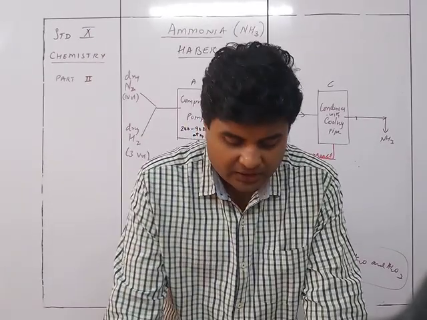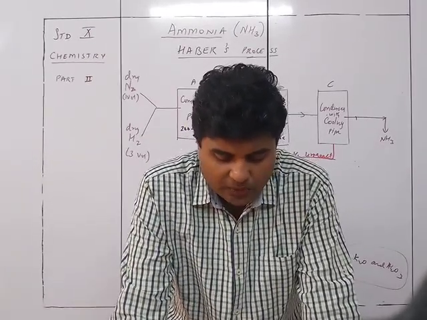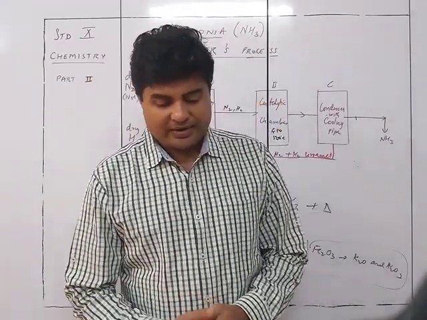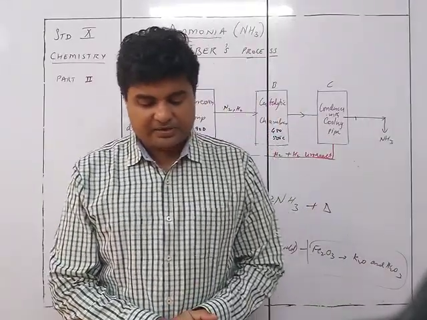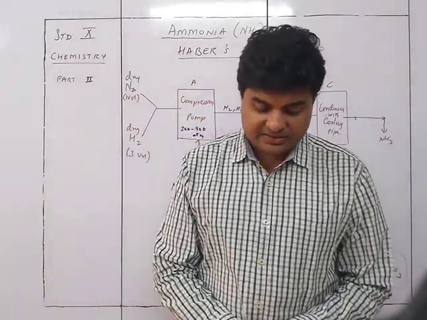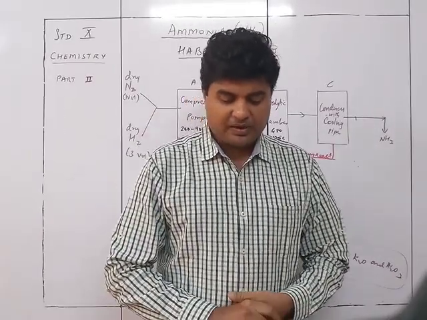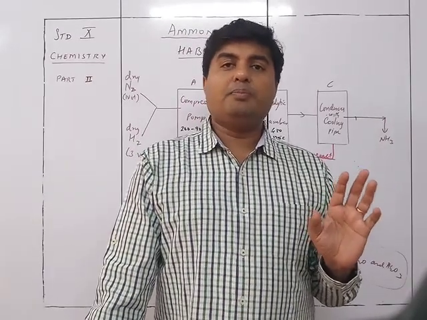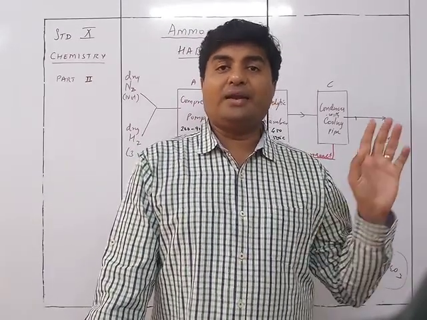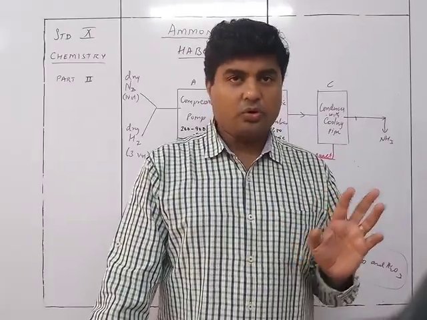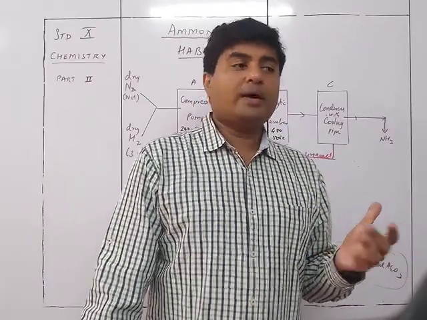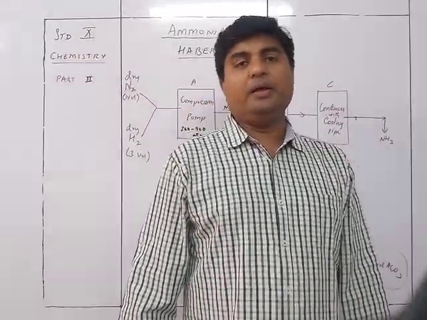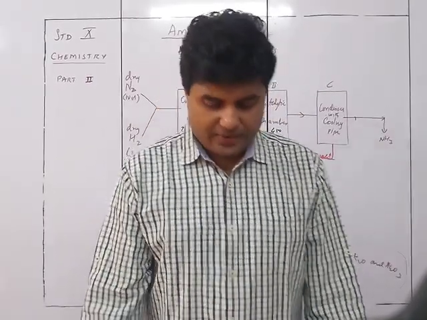So the first one is liquefaction. Ammonia is easily liquefiable. It condenses to liquid at around minus 33 degrees Celsius at 8 atmospheric pressure. Nitrogen and hydrogen are difficult to liquefy. They condense at temperatures around minus 196 degrees Celsius and minus 253 degrees Celsius respectively, at a comparatively higher pressure. So there is no way they can get liquefied, whereas ammonia at just minus 33 degrees Celsius gets liquefied, and it can easily be separated from the gases nitrogen and hydrogen.